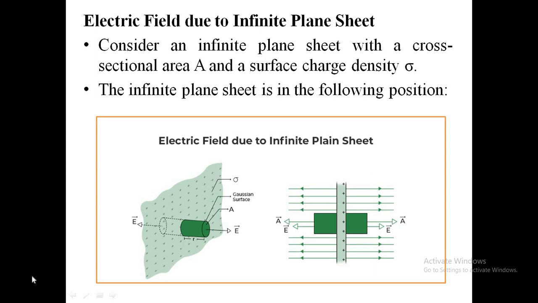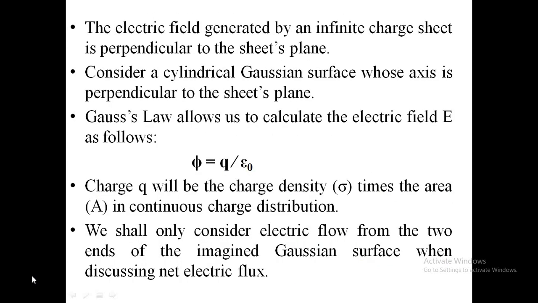Electric field due to infinite plane sheet. Consider an infinite plane sheet with a cross-sectional area A and surface charge density sigma. The electric field generated by an infinite charge sheet is perpendicular to the sheet's plane. Consider a cylindrical Gaussian surface whose axis is perpendicular to the sheet's plane, and as per Gauss Law, we can calculate the electric field E as follows. The flux is given as Q by epsilon naught, and charge Q will be the charge density sigma times the area A in continuous charge distribution.